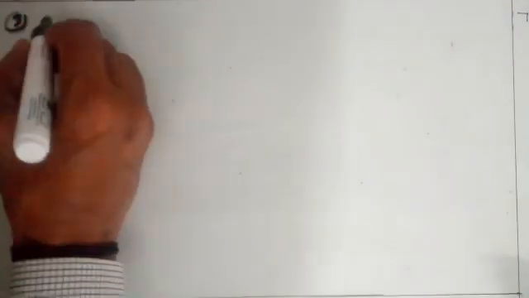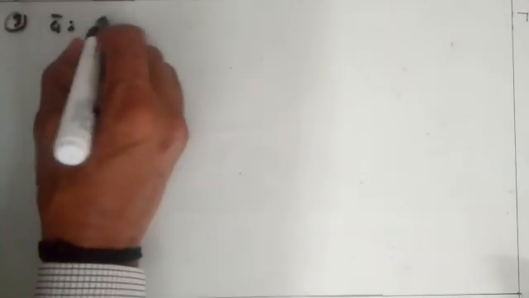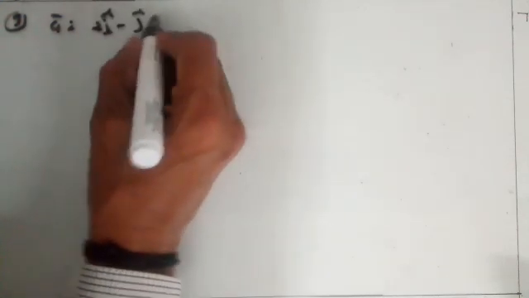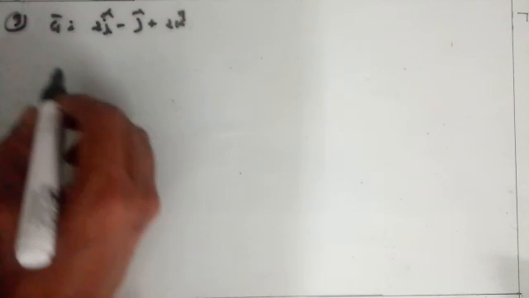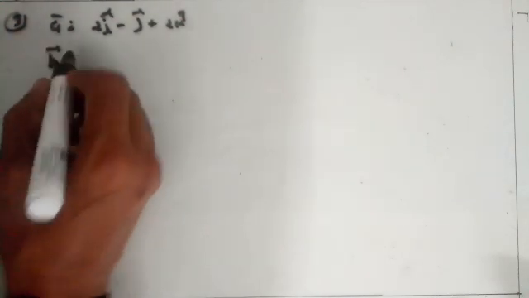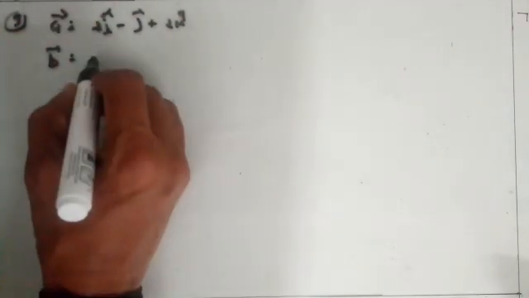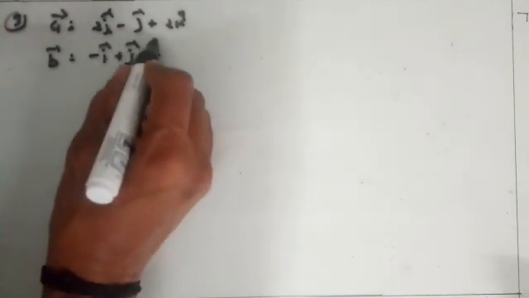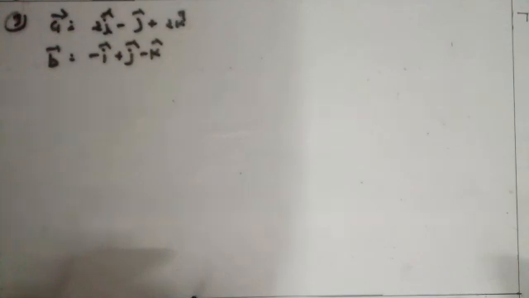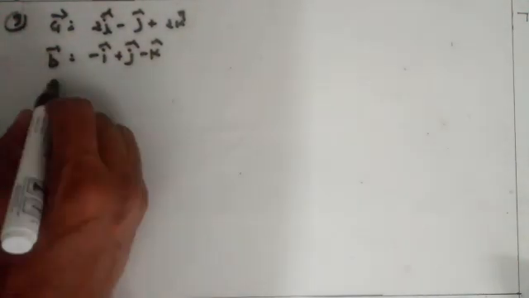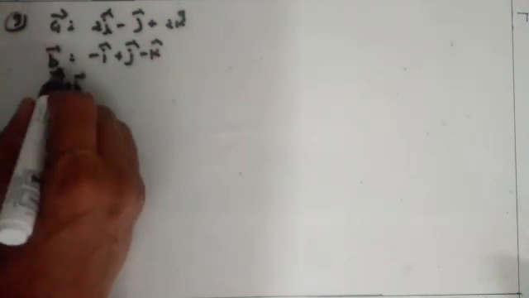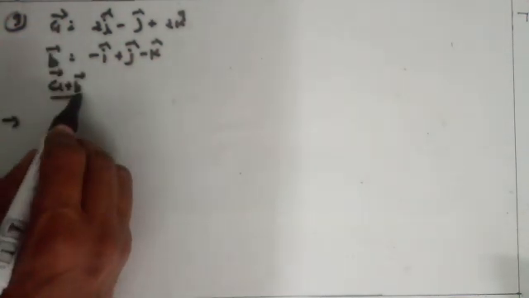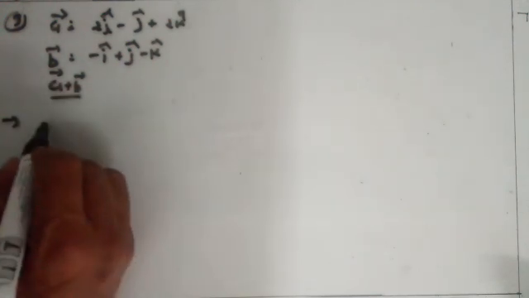Given vector A is equal to 2i minus j plus 2k and the vector B is equal to minus i plus j minus k, find a unit vector in the direction of A plus B. To find the unit vector in the direction of A plus B, first find A plus B.